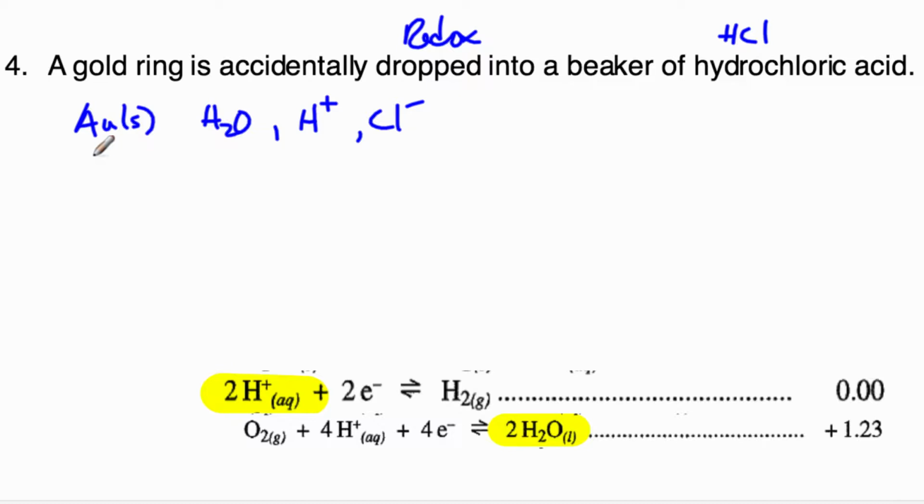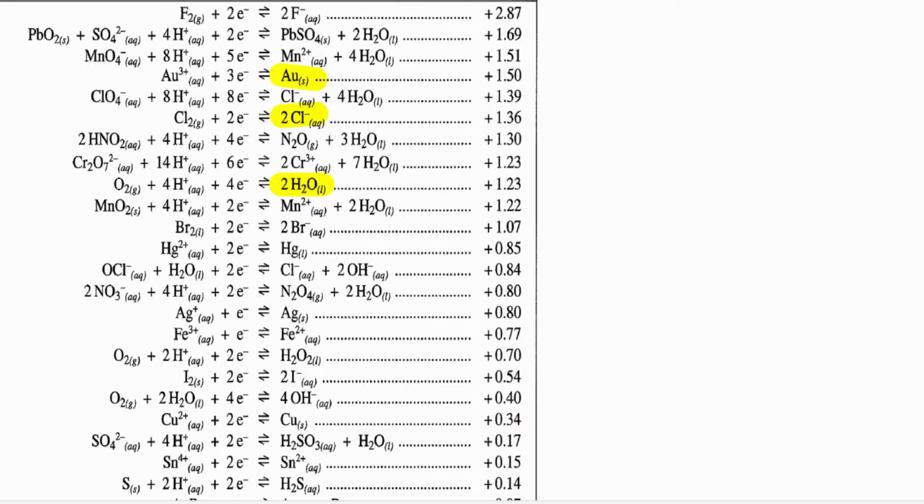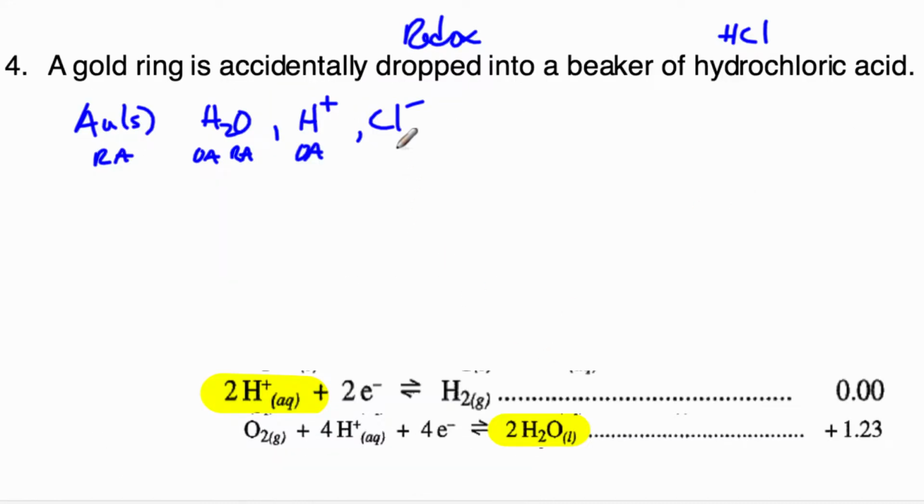Gold's on the right side, so it's an RA. Water is on both sides, so it's an RA and an OA. Hydrogen, it's on the left a ton. I think it's only on the left. I'm not positive, but maybe there's some where it's on the right too. But anyway, it's typically on the left, so it's an OA. And Cl minus, I'm not sure. Let me look for that one. Cl minus, oh, it's on the right-hand side, so it's an RA.